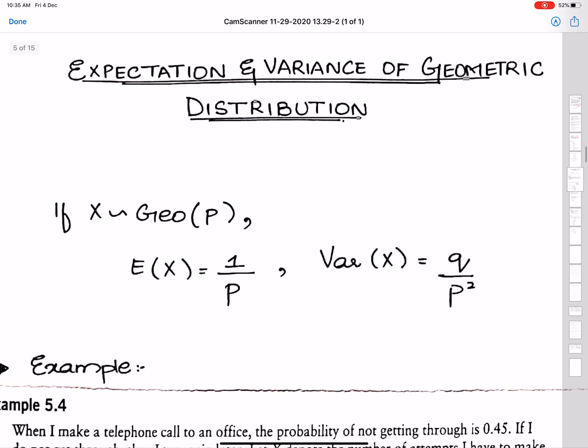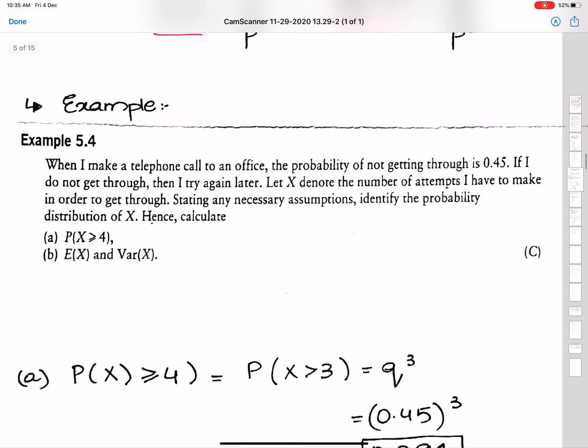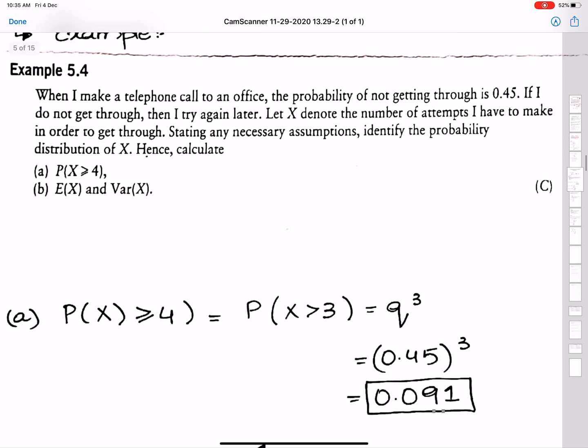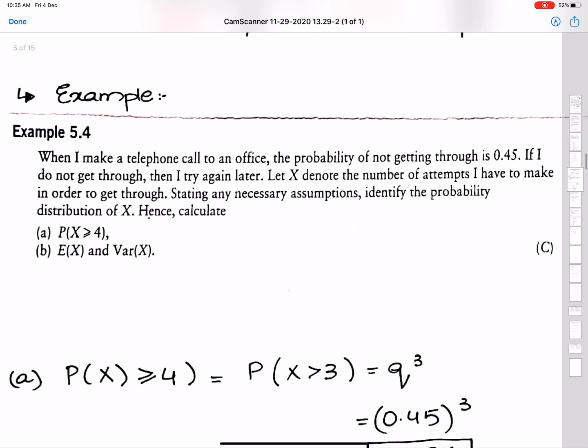I already have discussed the mean and variance. The formula of mean is 1 upon P and the formula of variance is Q upon P square. Example 5.4. This is the example number 2 in fact.